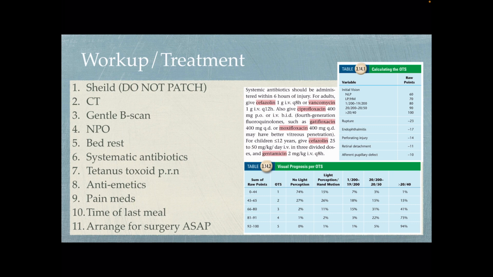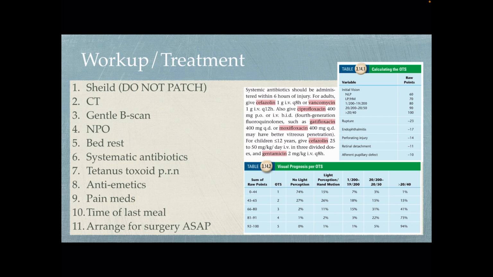You could also give tetanus toxoid, PRN, and you can give antiemetics. Why? Because you want to prevent Valsalva and possible expulsion of intraocular contents if the patient suffers from nausea and vomiting. You can give the patient prochlorperazine, 10 mgs, IM Q8.